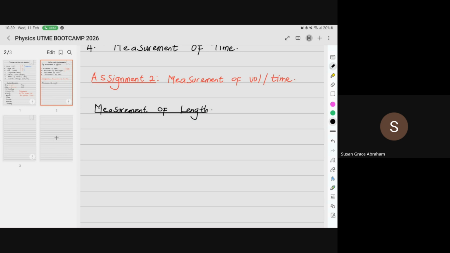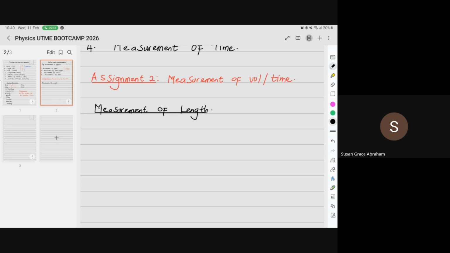The number 1 instrument is your meter rule, right? That one we'll call ruler back in school. The one they call ruler, right? Meter rule. Then we'll look at your vernier caliper, and then we'll look at micro screw gauge, right? So these are the key 3 measuring devices we're going to be looking at and how we can measure them.